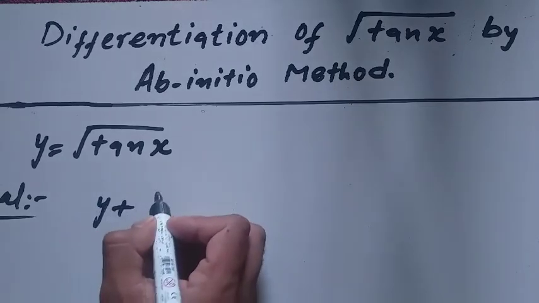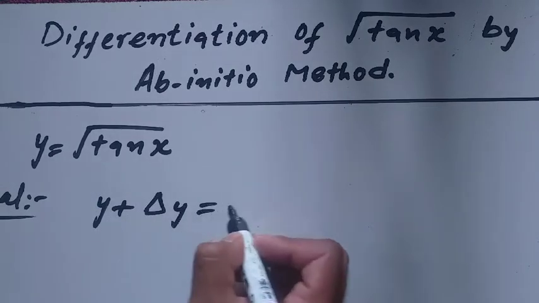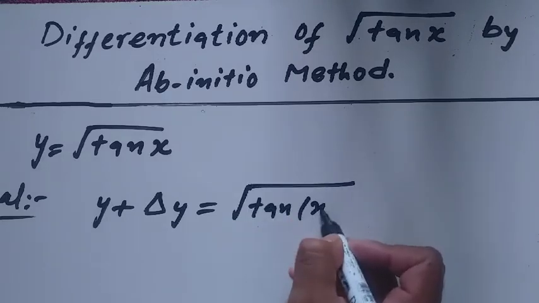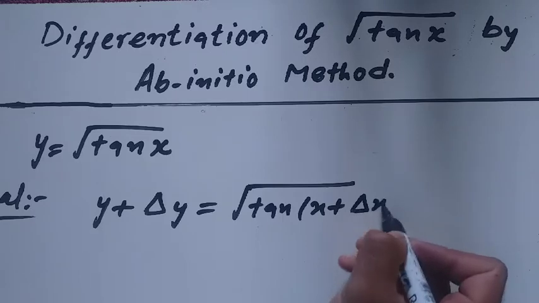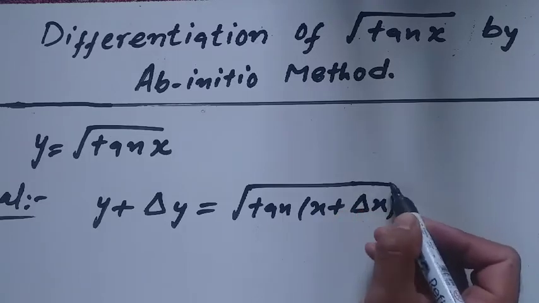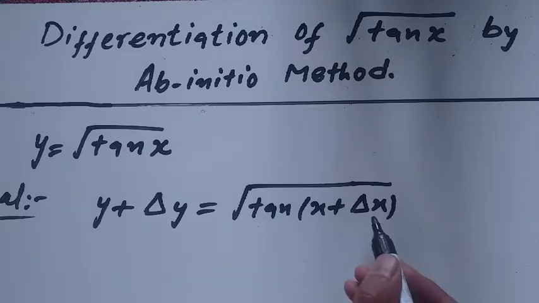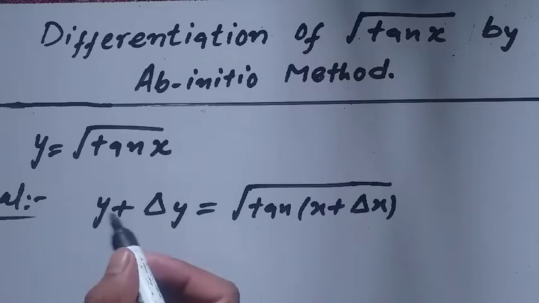y plus delta y is equal to under root of tan of x plus delta x. This x is here the independent variable and this y is here the dependent variable. When we make a small change in the independent variable, we will find the small change in the dependent variable as well.